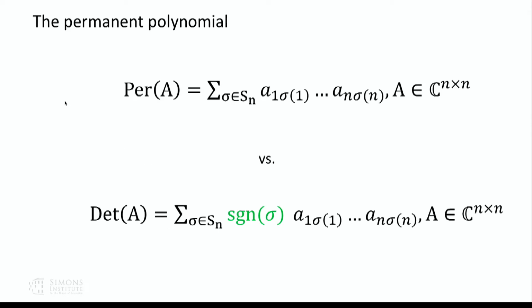Okay, so what is the permanent polynomial? If we know the determinant, it is easy to understand. If you have a complex matrix of size n times n, then the permanent is like the determinant, except that we don't have this sign factor here. So it sums over all permutations of an n-element set and multiplies the element in each entry selected according to that permutation.